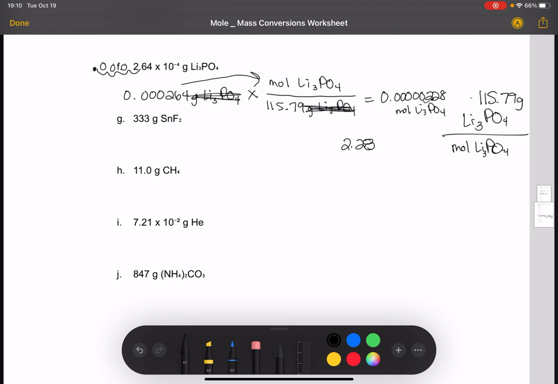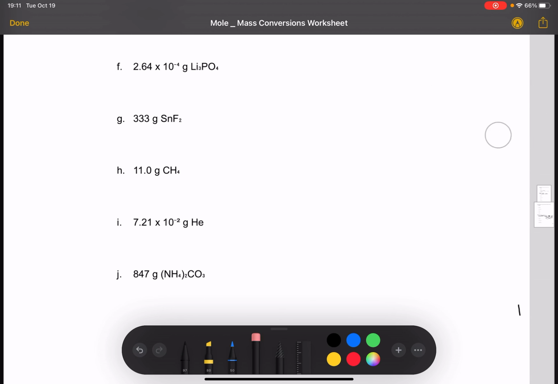And then I'm going to count how many decimal places to the left our old decimal point was. So I'm going to go 1, 2, 3, 4, 5, 6. So I'm going to go times 10 to the -6 because I went left. And that's moles of lithium phosphate. Okay, that is the answer to letter F. And that is the last problem I will do with you and for you for your mass mole conversion worksheet.